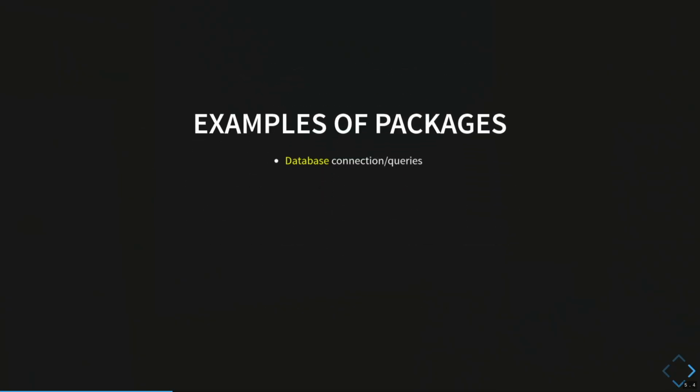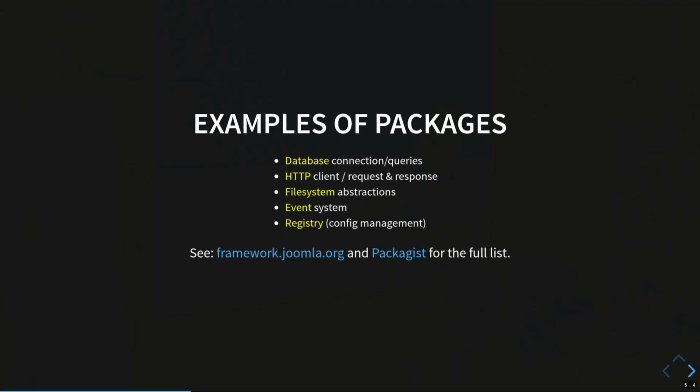Some examples of packages: there's a database package, an HTTP package, an events package, the registry package, and you can find everything on framework.joomla.org, but also on Packagist. So let me go to the framework page.